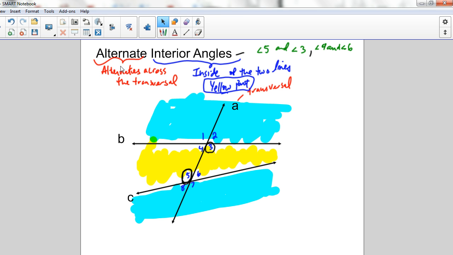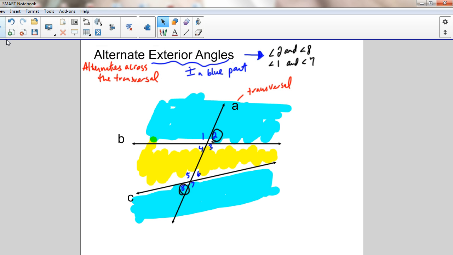Alternate interior angles. It alternates across the transversal. So it alternates across this line, and it's in the interior, so it's going to be the yellow part of this picture. So 3 and 4 are an example. You also got 4 and 6 are examples. That's what I wrote up here. 3 and 5, I'm sorry, are an example, and 4 and 6 are an example.